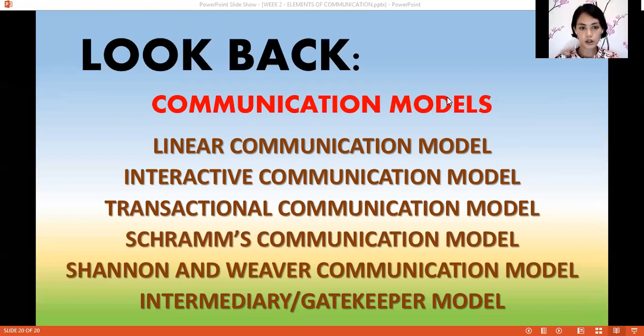My question is, is it true that there is no such thing as zero feedback? What is your answer? Second, how destructive is noise? You're going to give a true to life example. What do you think is the most essential element of communication? And give a concrete example where the intermediary model is used in communication. And differentiate the Shannon Weaver from Schramm's communication model. They are really different from each other.